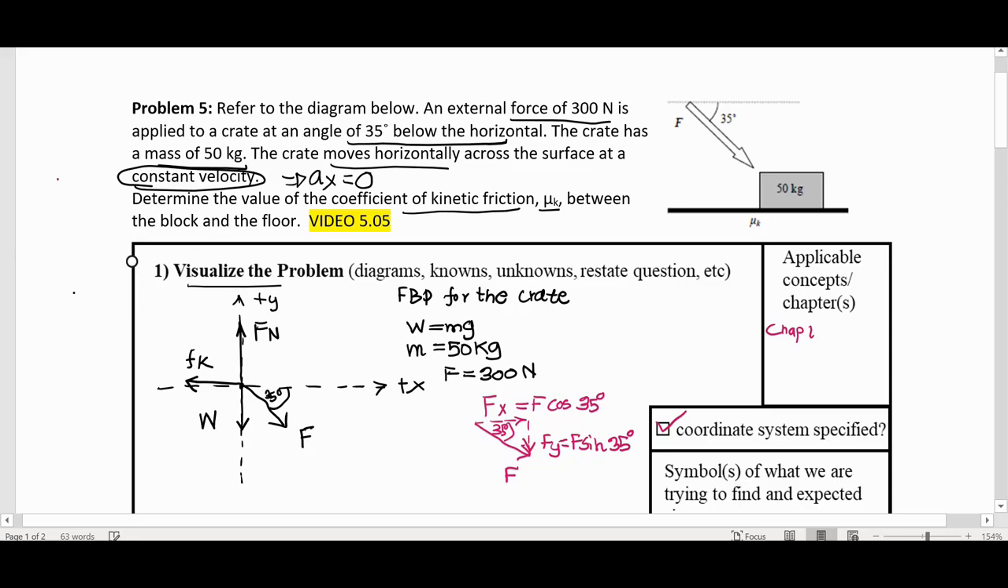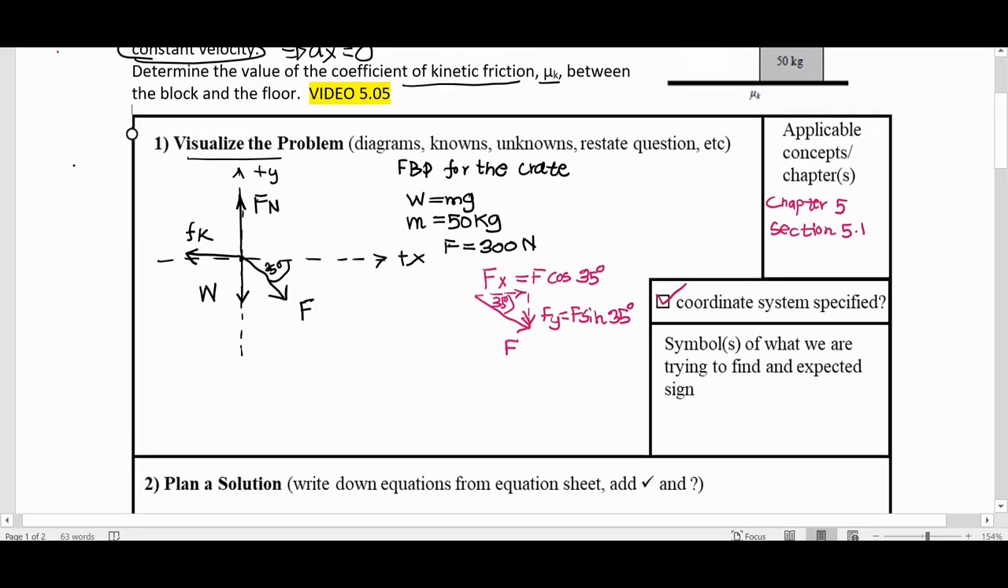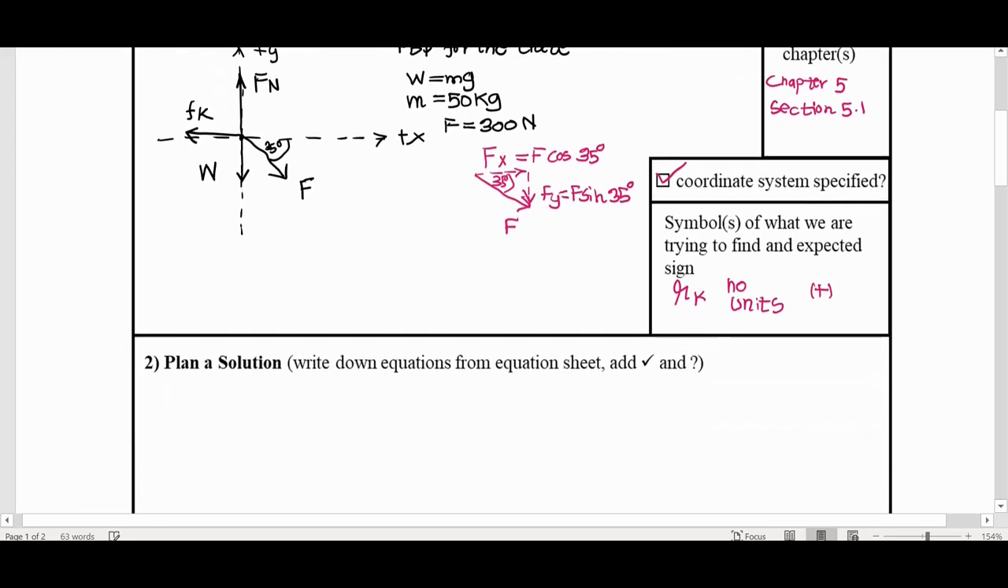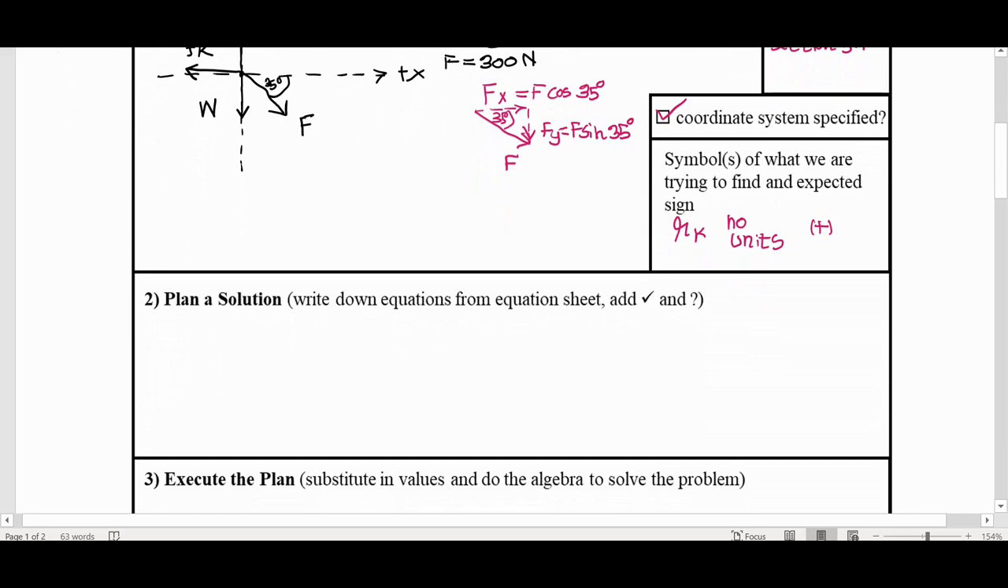Okay, now we have defined the coordinates and then applicable concepts. This is chapter 5, section 5.1, which involves friction. And let's see what we're trying to find, and let's see the expected sign of what we're trying to find here. So we're trying to calculate the coefficient of kinetic friction here, and there's no unit for the coefficient of kinetic friction, and then the sign. In general, the coefficient of kinetic friction should be positive. It's not a vector, it's just a coefficient, but it's not negative.